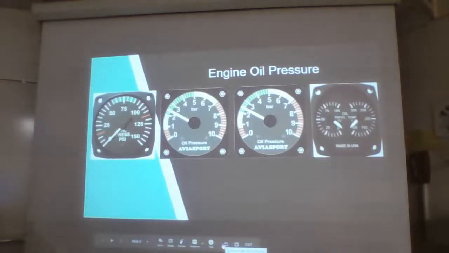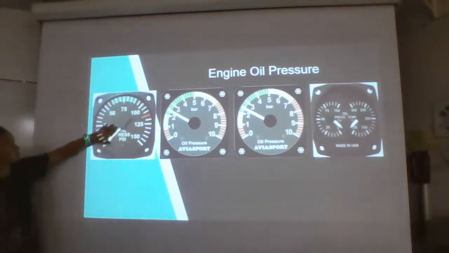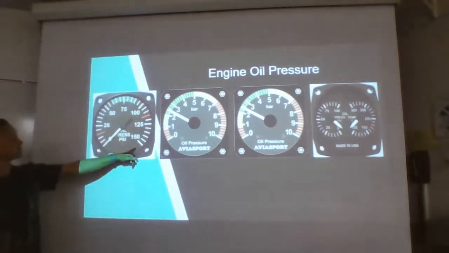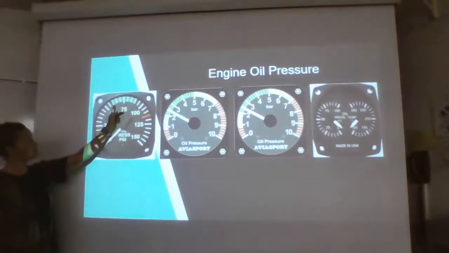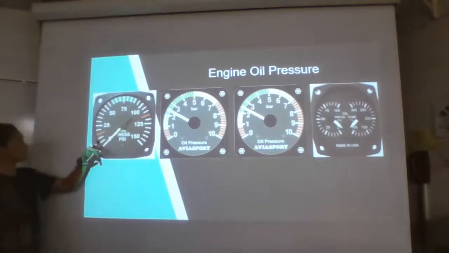These are just some examples of different engine oil pressure gauges that you guys will see in many different aircraft. There is a variety of gauges that are out there. So we need to know how to read them all, and there's minor differences between them. We have this one over here on the left. It says oil pressure PSI goes from 0 to 150, and it has this small operating range right here that's just marked with the green. You also have your max and min red lines here.